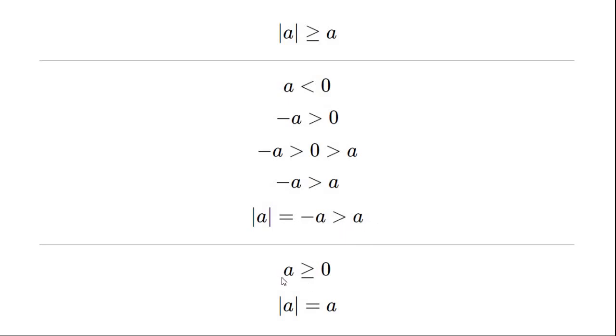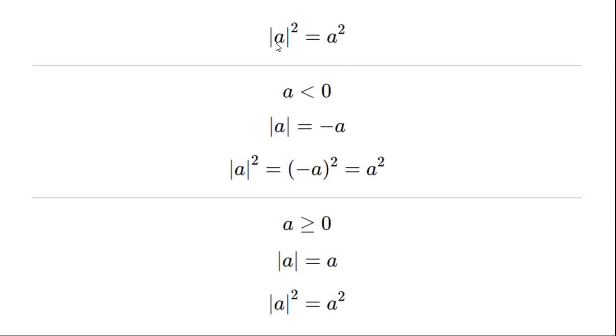And in the second case, when a is greater than or equal to 0, well then the absolute value of a is just equal to a. So when a is less than 0, the absolute value of a is greater than a, and when a is greater than or equal to 0, the absolute value of a is equal to a. So this is true for all a.